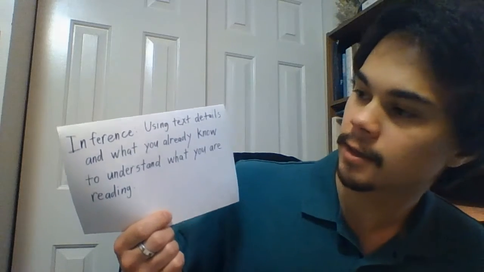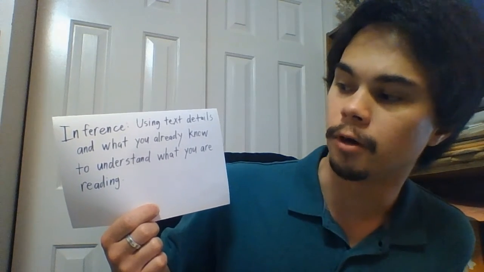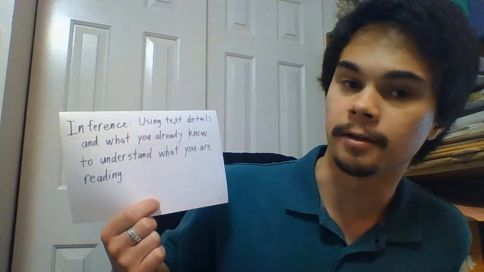So just as a reminder, an inference is using text details and what you already know to understand what you're reading. Now the reason we have you make inferences is because authors don't always give all the information in their writing. Sometimes it's up to you, the reader, to make inferences so that you can understand what's going on in the reading.